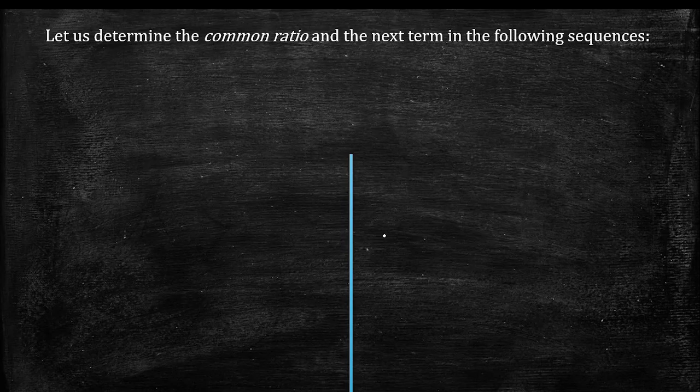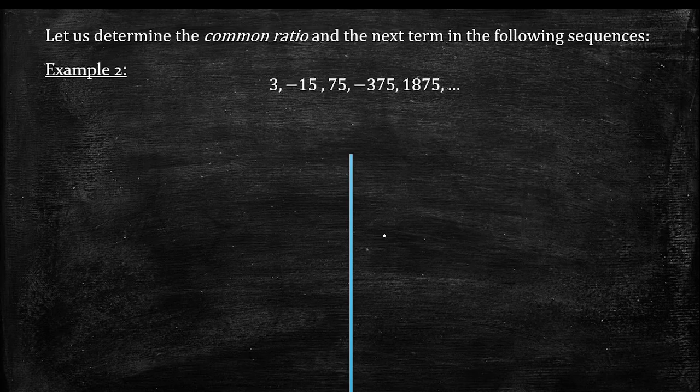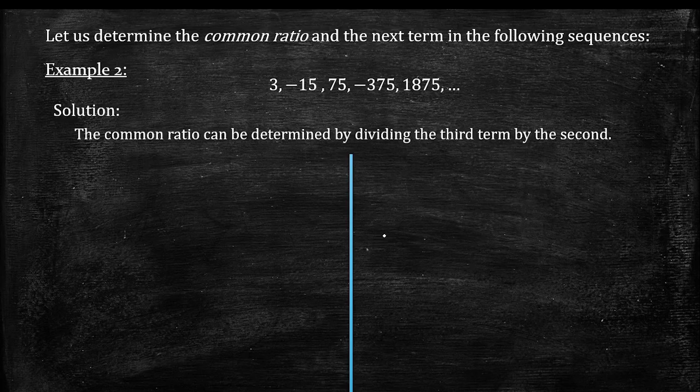Another example. So, same direction. Let us determine the common ratio and the next term in the following sequence. Example 2. So, the geometric sequence given is 3, negative 15, 75, negative 375, and 1,875. For this one, in my solution, I chose the third term and the second term as a basis for finding the common ratio.